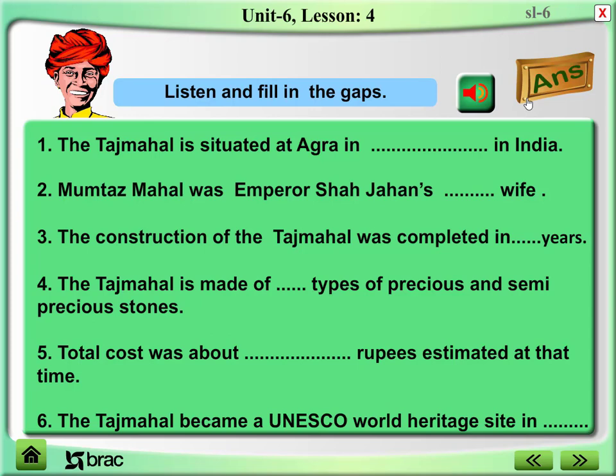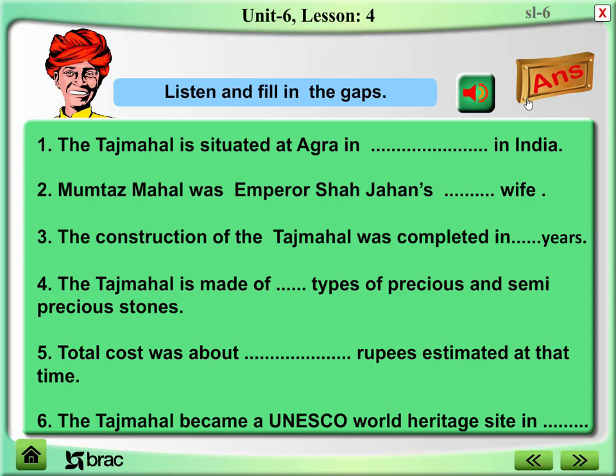The construction of the Taj Mahal started in 1632 and completed in 1653. It took 22 years to complete the whole complex, including minarets, mosque, and gateway. The total cost has been estimated to be about 32 million rupees at that time. In 1983, the Taj Mahal became a UNESCO World Heritage Site.